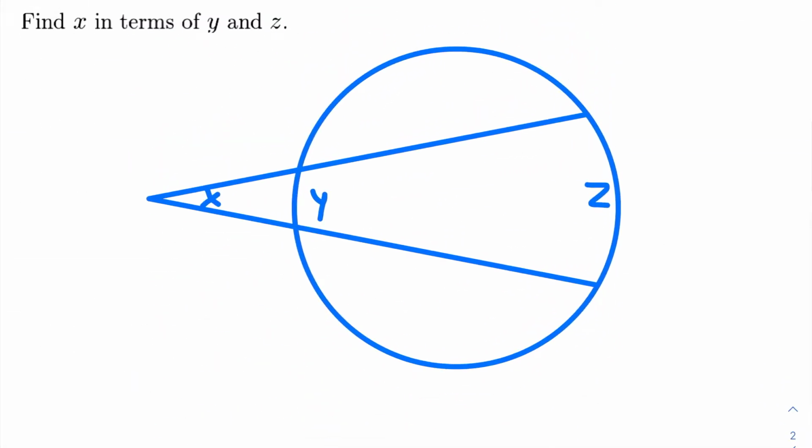Find X in terms of Y and Z. We see again that these two lines are secants. So we can go about this like we did with the other problem. We can draw a line from this point right here to this point right here. We'll label this angle A and this angle B.